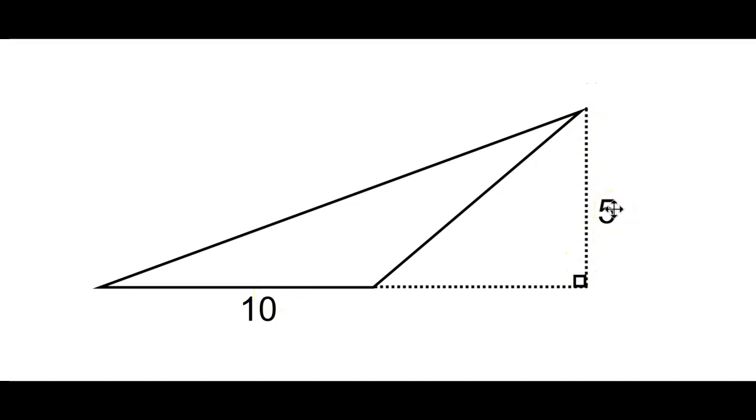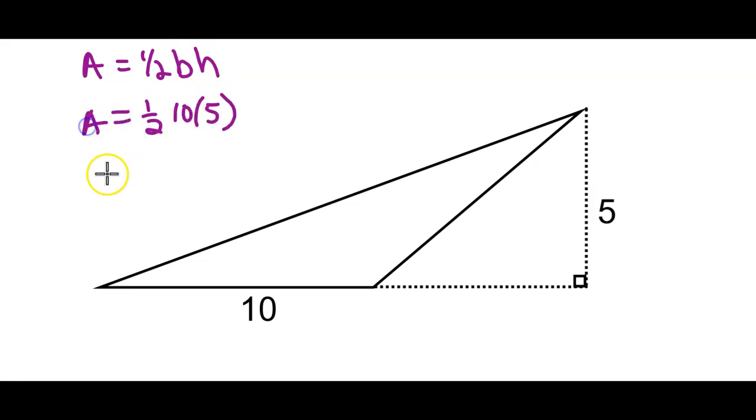So to calculate the area of this triangle, we're going to say area is equal to 1/2 times the base times the height. The base is 10, the height is 5. And so the area is going to equal 5 times 5, which is 25. And to find the perimeter, I would need to know this side and this side right here. I don't have enough information to find that right now, so we're not going to find the perimeter of that triangle.